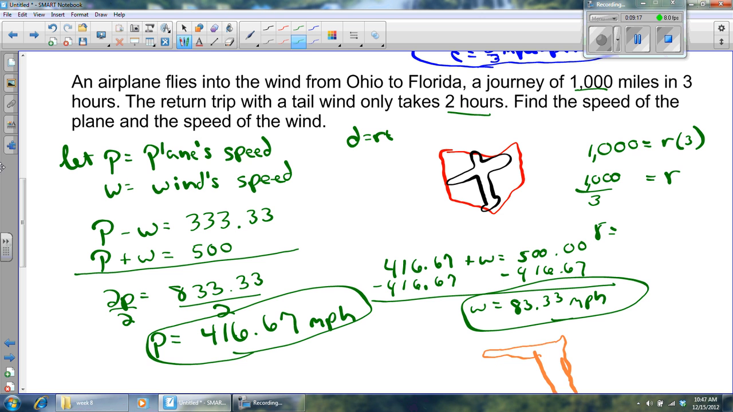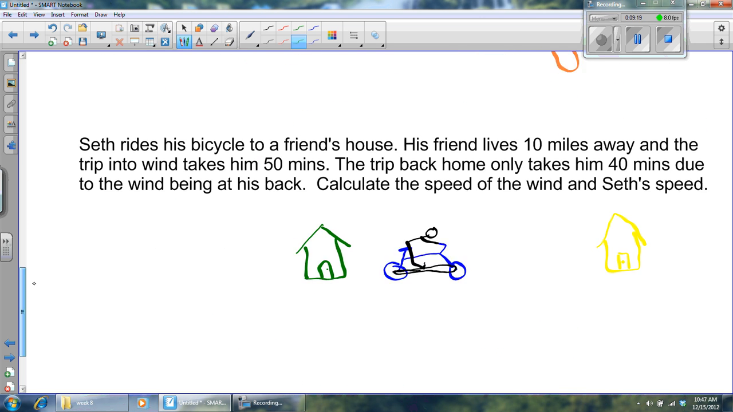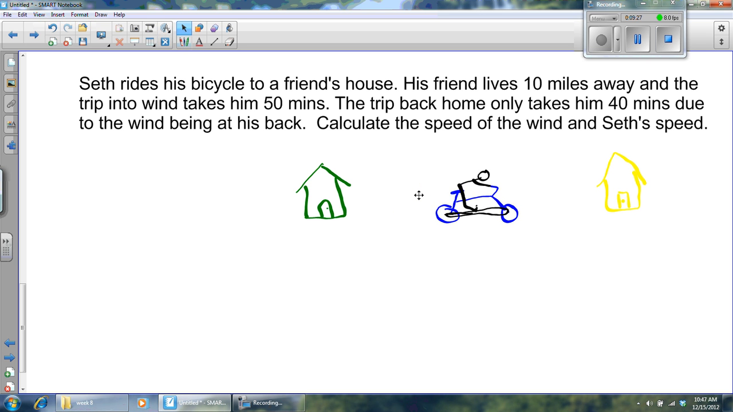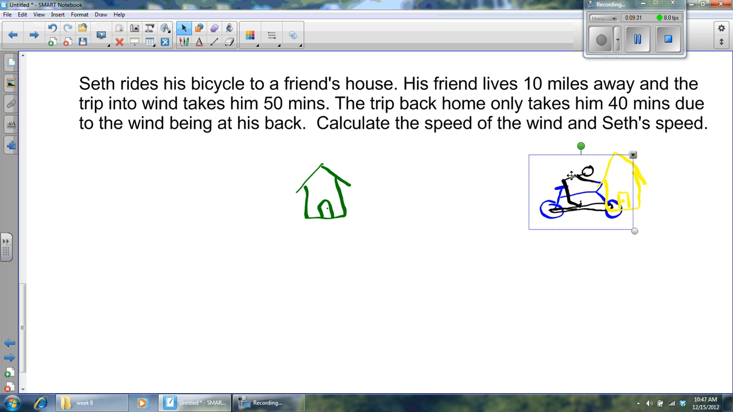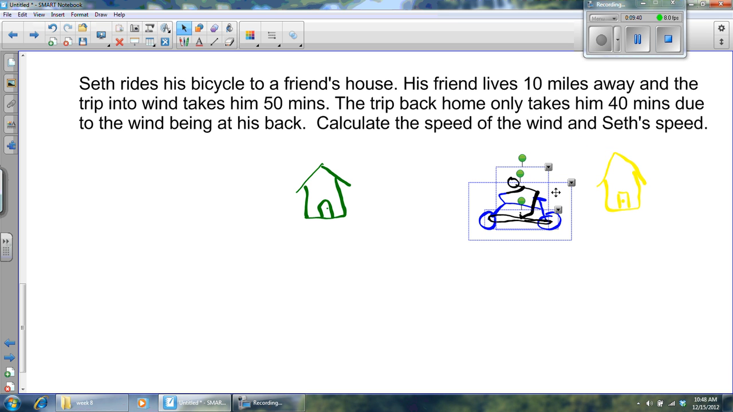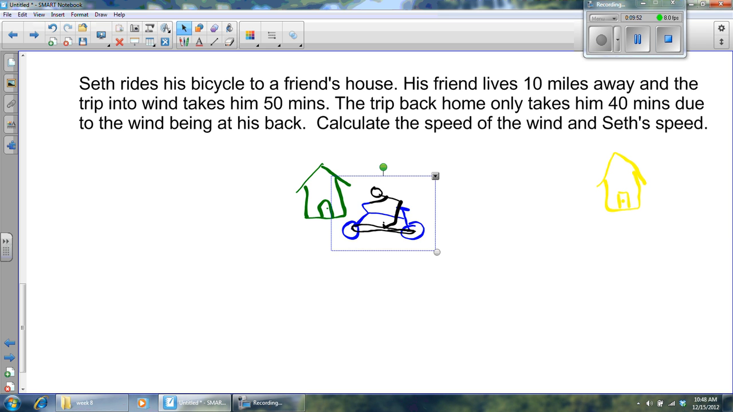All right, one more example. And on this one, we have Seth riding his bicycle to a friend's house. Hi, Seth. All right, he's riding along. His friend lives 10 miles away, and the trip takes 50 minutes. The return trip only takes him 40 minutes, okay, due to the tailwind. And so there you go, right there.